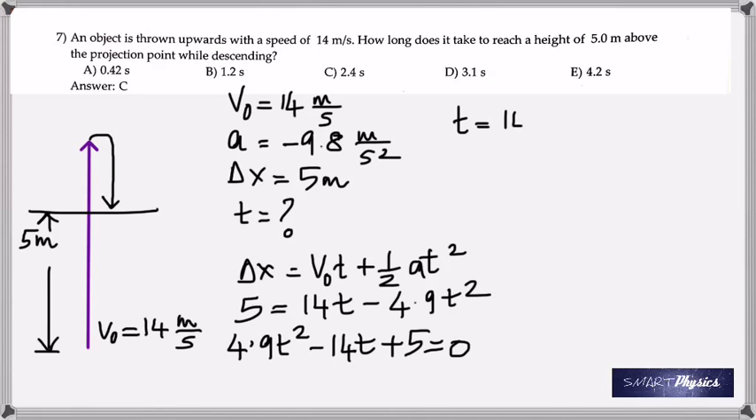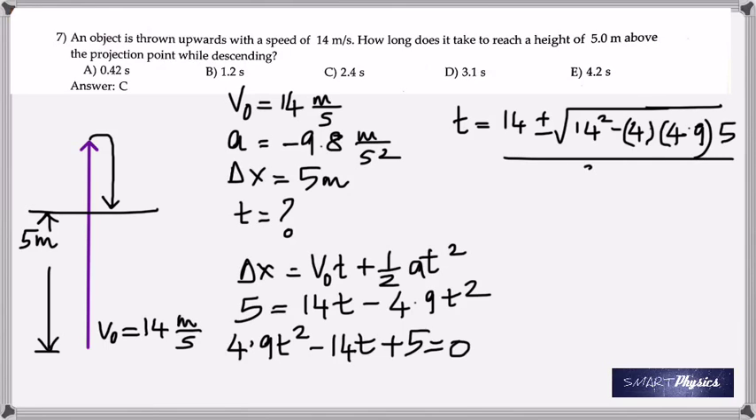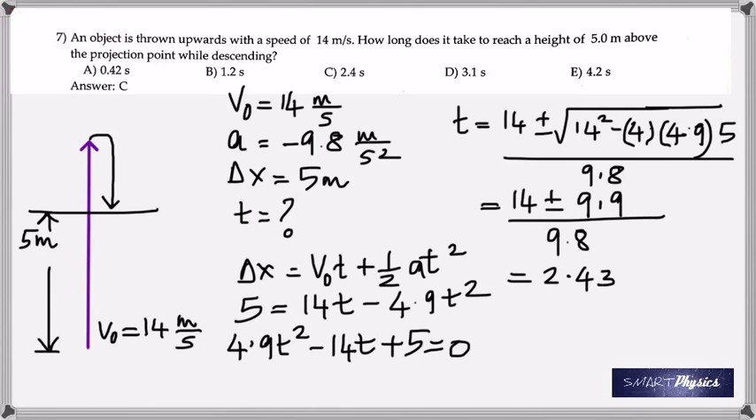And as explained in the last question, if you use the quadratic formula, this is what you get. Remember, A is 4.9, B is negative 14, and C is 5. So when you plug it into that formula and solve, obviously you're going to get 2 answers. One will be the time to reach that point when it's ascending, and the other will be the time when it is descending. So you got to go for the longer time because that'll be the time when it's descending.